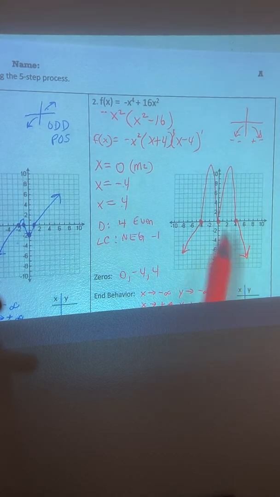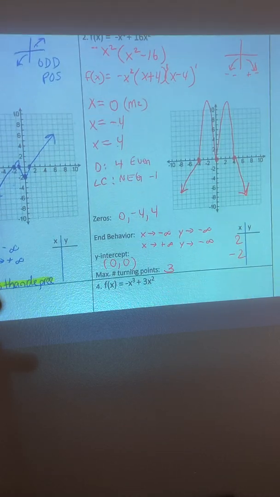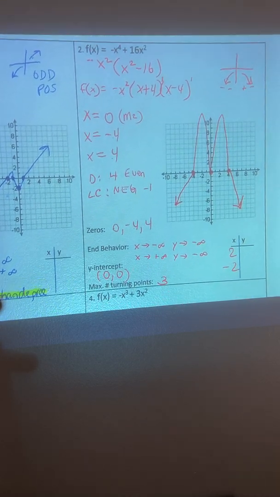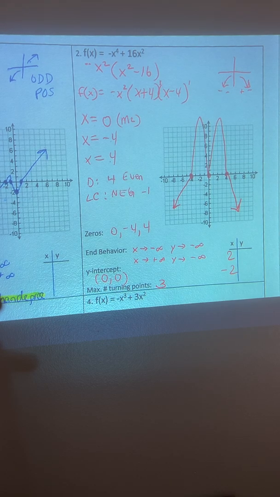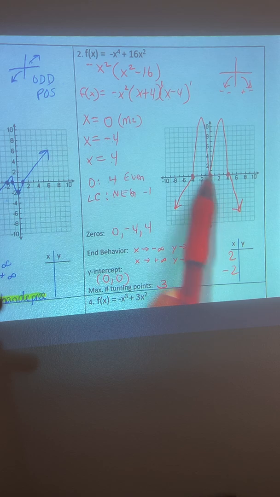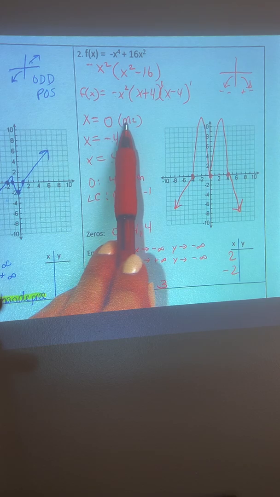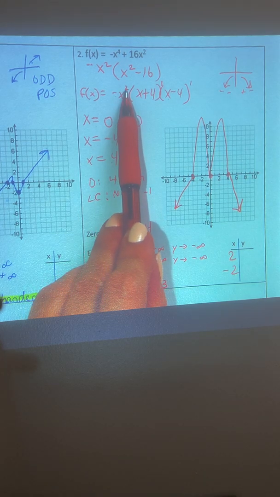And again, this is just a sketch. If I wanted, I could plug in a 2 and a -2 in the XY table. But again, we're just making a sketch. It would give me an exact number if I plugged in 2 and -2. But I know that there's 3 turning points, and I know it's bouncing at 0, because it has a multiplicity of 2.